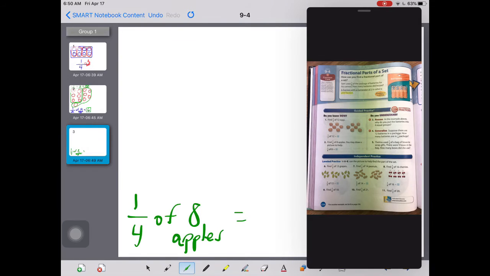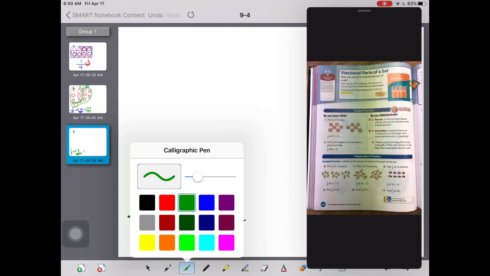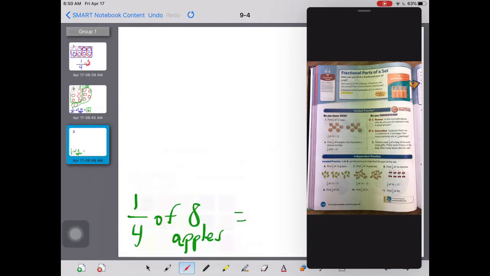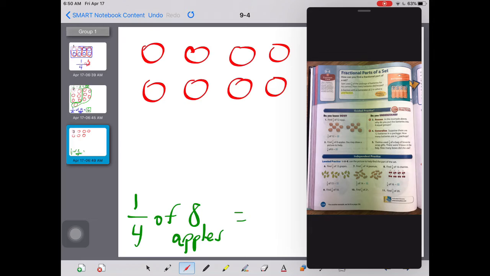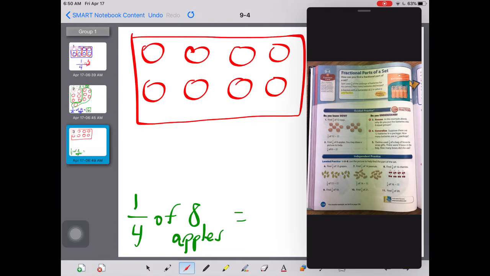All right, well, I know there's 8 apples, so I better draw apples. I'm going to go with red. 1, 2, 3, 4, 5, 6, 7, 8. Hey, wait, this is sounding familiar. Didn't we do something like this with the batteries? All right, this time they're apples. All right, here we go.